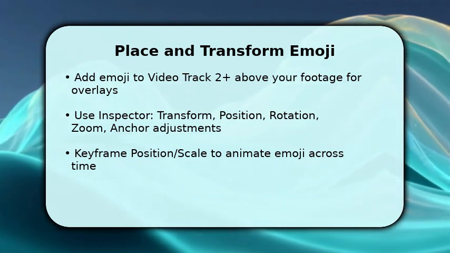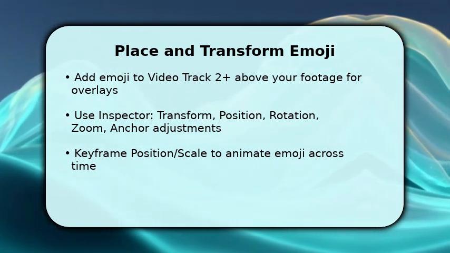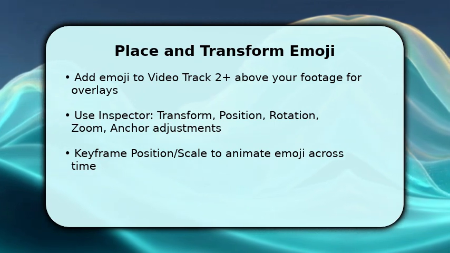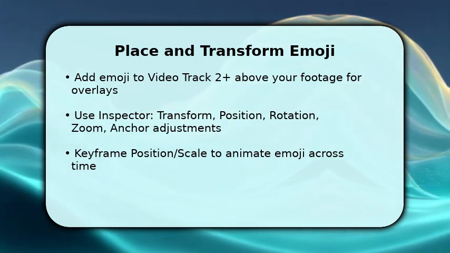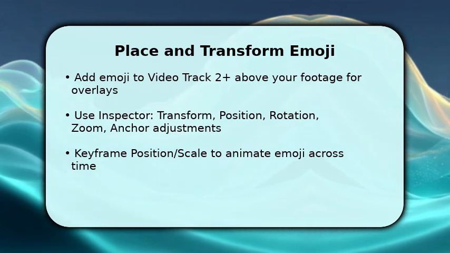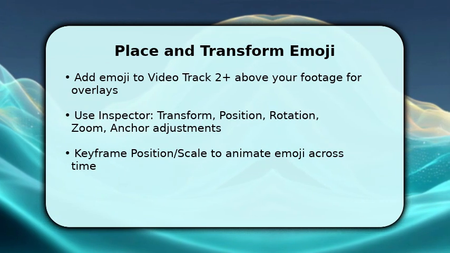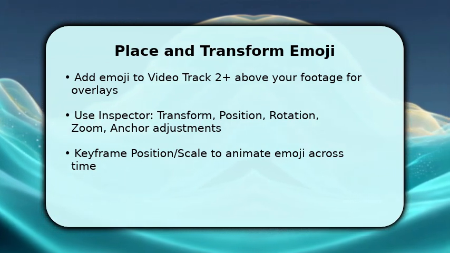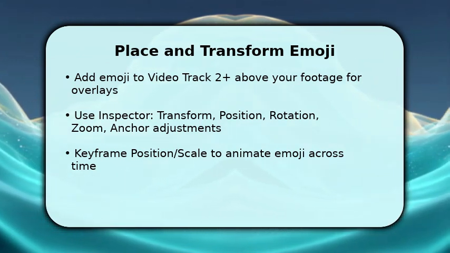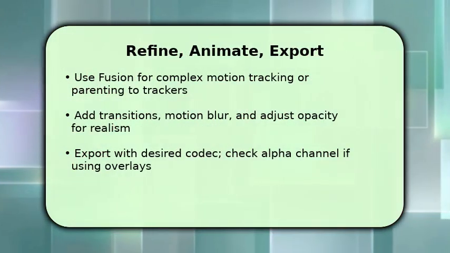To animate, set keyframes for position and scale at different frames. This creates motion that follows faces or objects. Also, use composite mode and opacity to blend emoji naturally. Once animated, scrub the timeline to fine-tune easing and timing. Finish by refining motion and exporting properly.